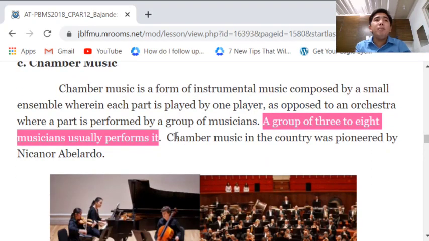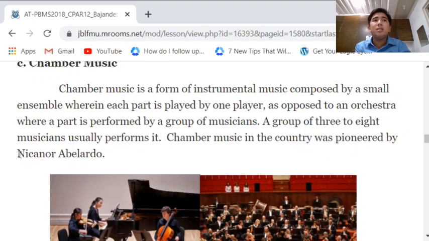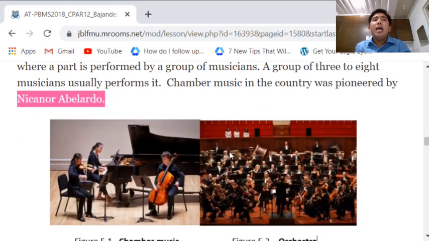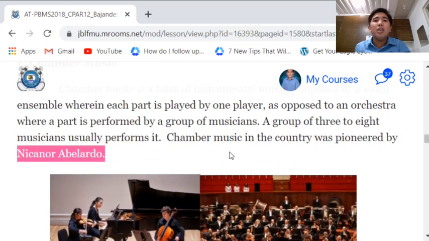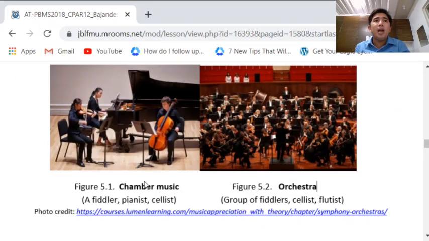Then chamber music in the country was pioneered by Nicanor Abelardo. So remember Mr. Nicanor Abelardo. He is the proponent, or he pioneered the chamber music in the Philippines. All right? So in chamber music, there is a fiddler, pianist, and a cellist. So they are only a few. However, in an orchestra, there are many, a group of fiddlers, cellists, and flutists. All right?